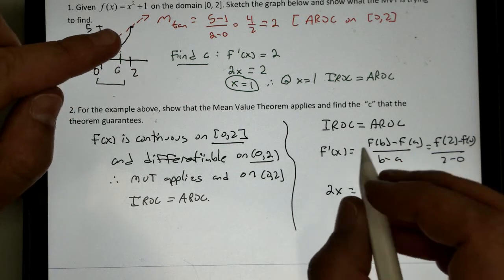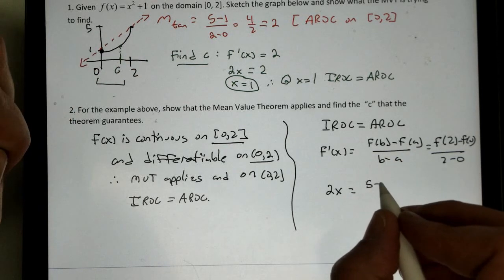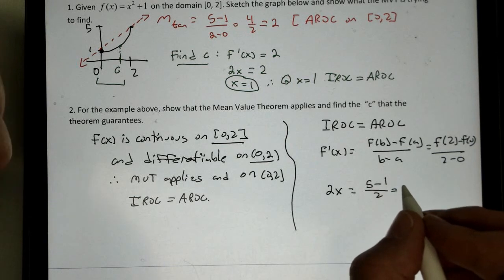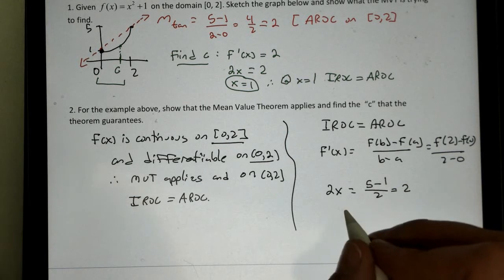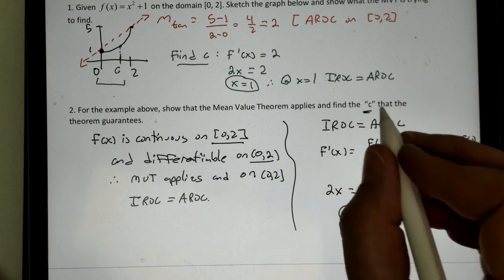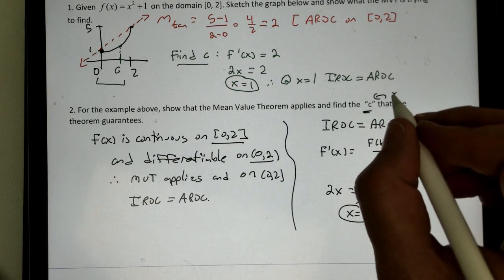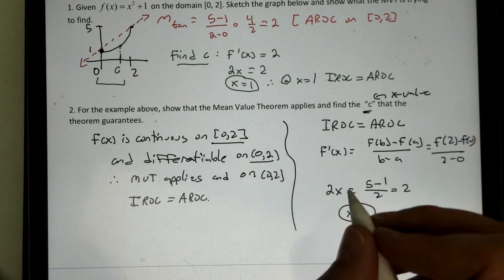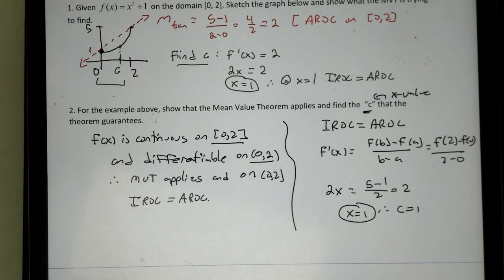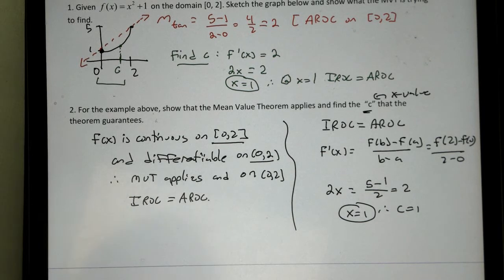And if we plugged in 2, well, we already knew that was 5. Plugged in 0, we knew that was 1, and that just becomes 2. And, of course, we got 2 when we did all this. And we get x equals 1. Now, they say find c, but, you know, c is just some random x value. So I guess we should say c. So, therefore, c is 1 if you want. They're not going to be too picky about that.